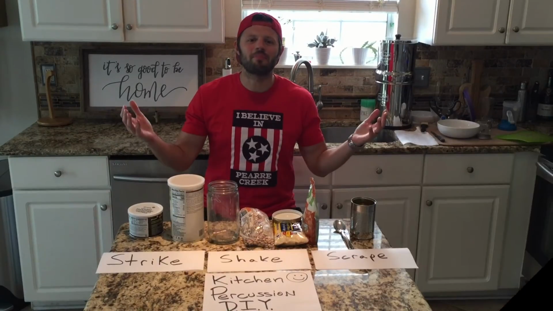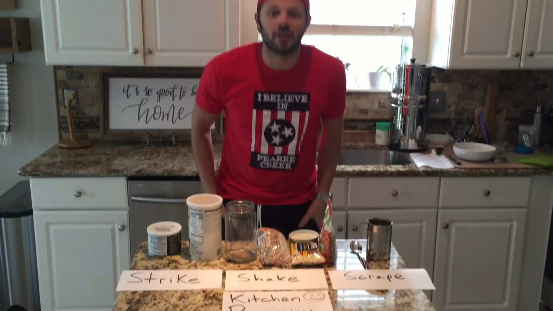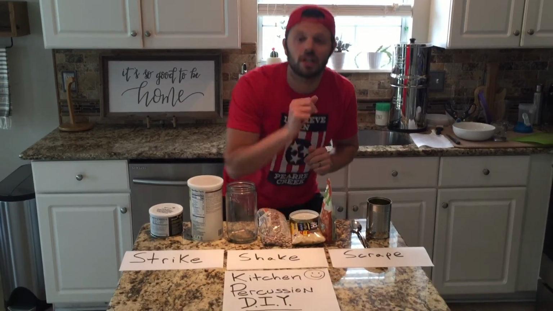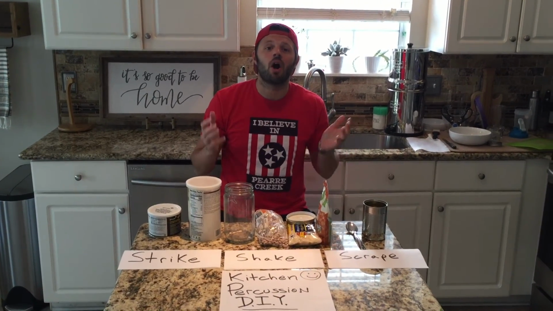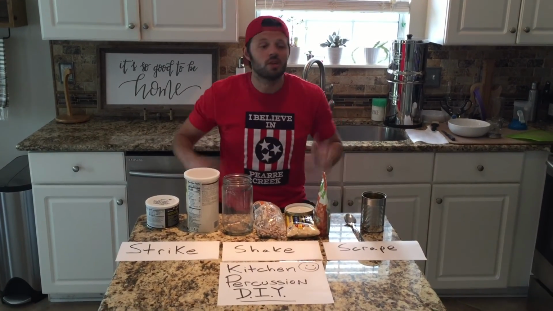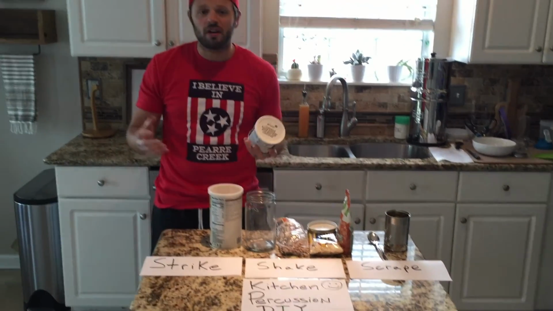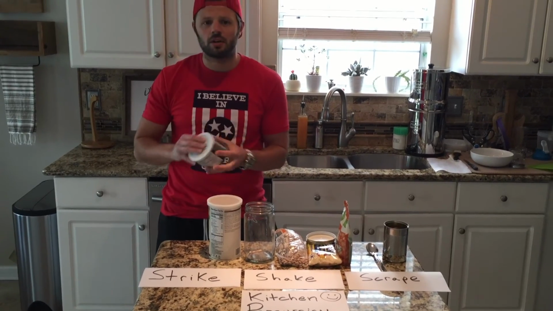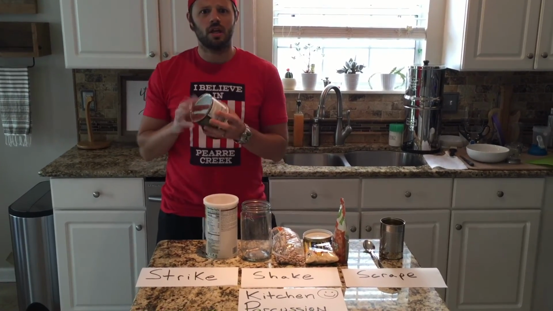Hey boys and girls, my name is Mr. B from Perry Creek Elementary. I'm also representing Mrs. Ham today as well. Today we're going to learn how to make our very own kitchen percussion instruments. We know percussion instruments are instruments that you play by either striking, shaking, or scraping them. So you need to go in your parents' pantry, try to find a little round container, and strike. You just hit it.